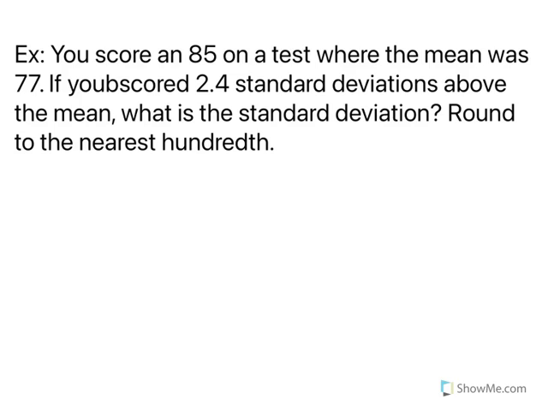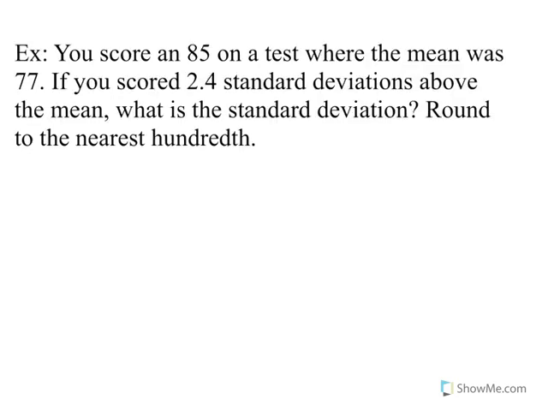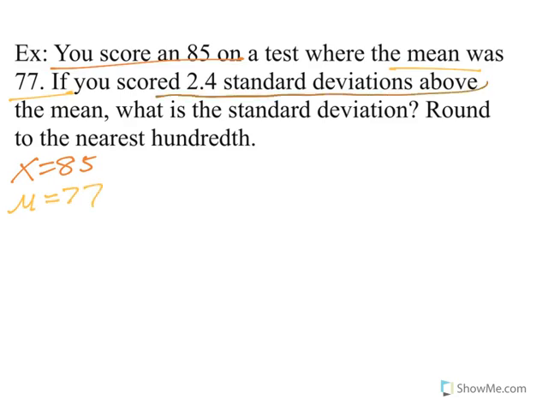All right, let's do another one. You score an 85 on a test where the mean was 77. If you scored 2.4 standard deviations above the mean, what is the standard deviation rounded to the nearest hundredth? Now, when you have a word problem, it might be easiest to identify what you know first. So you scored an 85, so x is 85. The mean was 77, so mu equals 77. And you scored 2.4 standard deviations above the mean, so z equals 2.4. Because remember, the z-score tells you how many standard deviations you are from the mean, and above or below will tell you positive or negative. So we're trying to find the standard deviation.